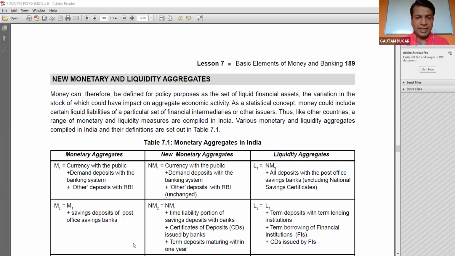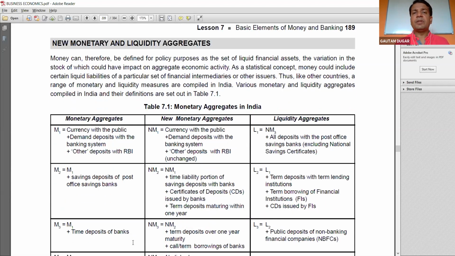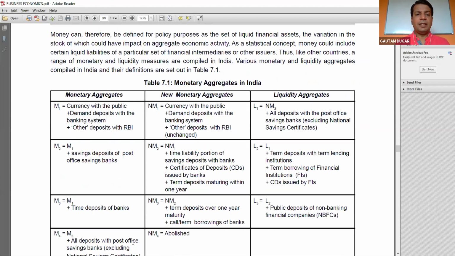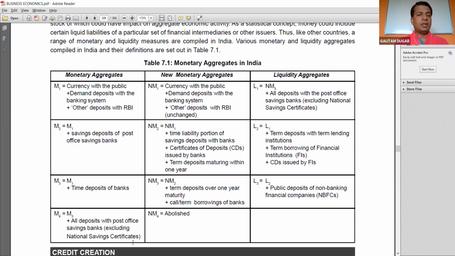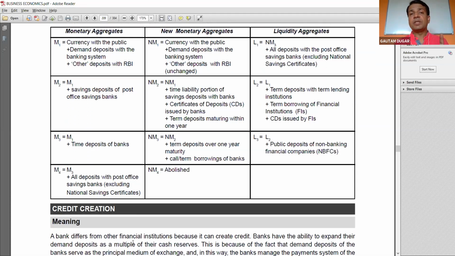Next comes M3. M3 is M1 plus time deposits of the banks, and M4 is M3 plus all deposits with the Post Office Savings Bank, but excluding the NSC, National Savings Certificates. M4 is the broad money. Narrow money is M1, M4 is the broad money.